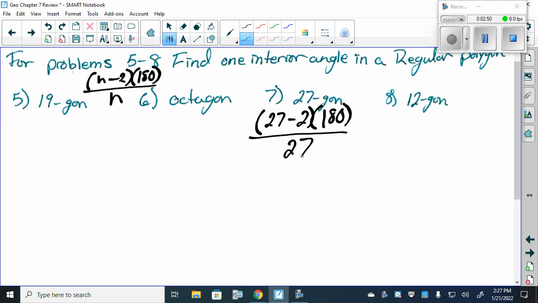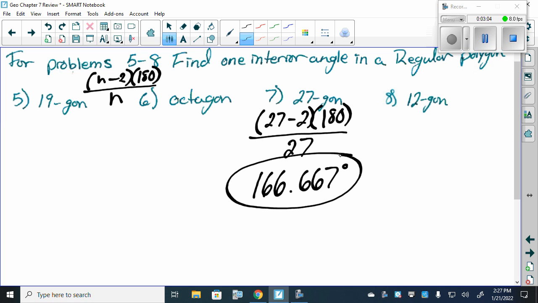And at this point here, we can plug this into a calculator, and it'll tell us that all the angles are 166.667 degrees, because we're taking the sum and dividing it by the number of angles. And it would work with any of these here. Any questions on 1 through 8?